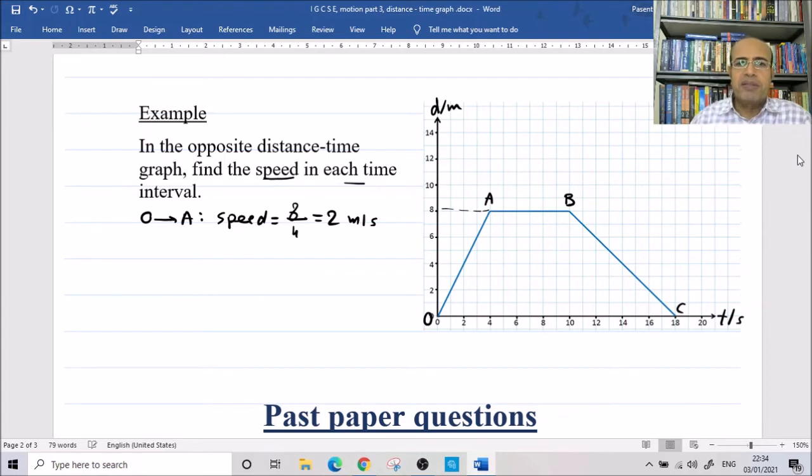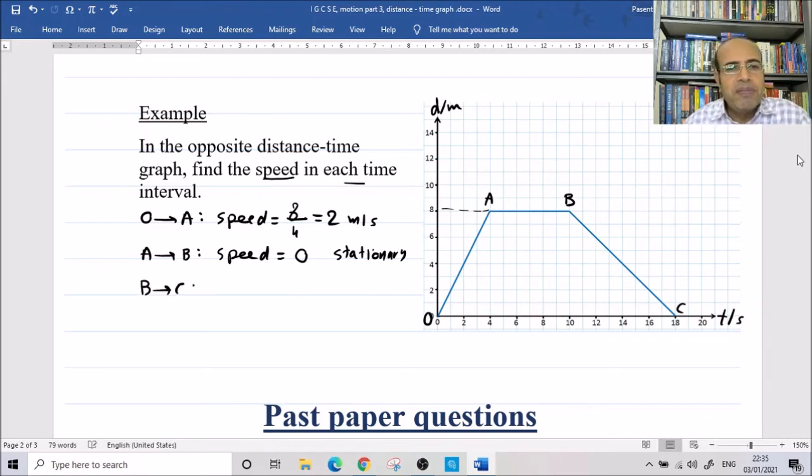meters per second. From A to B, it is flat, stationary, because the speed here equals the slope or gradient, which is equal to 0. So it is stationary. Now, in the last interval from B to C, the speed equals the slope or gradient. Remember, this gradient is negative, so it is returning to start with that speed.